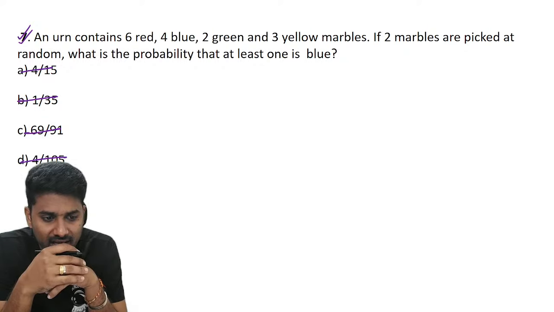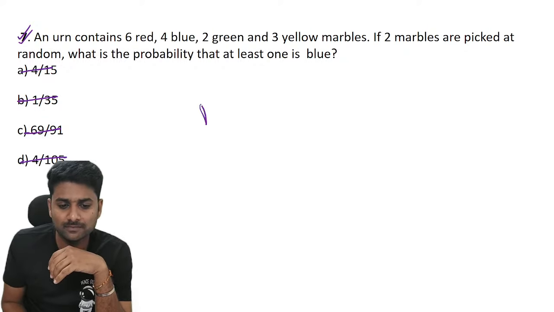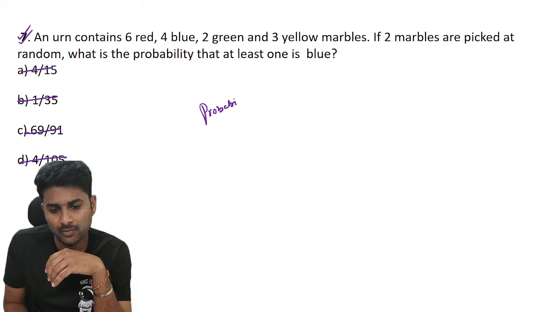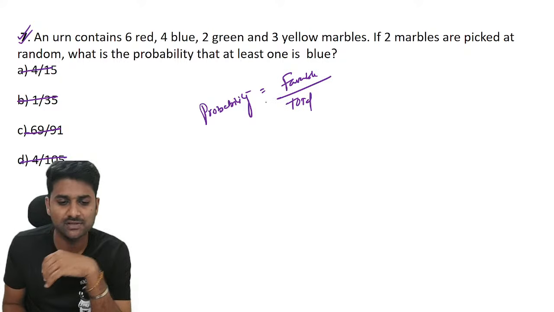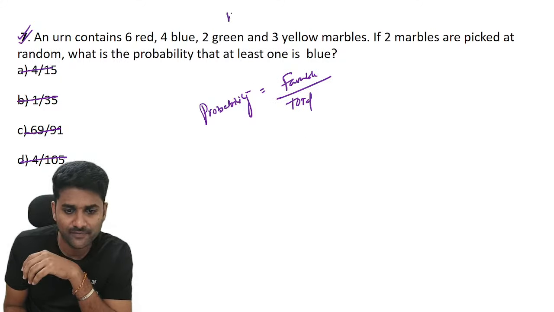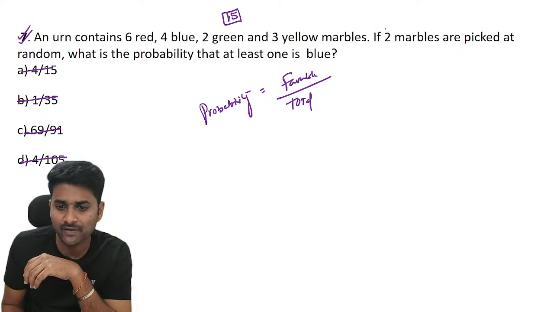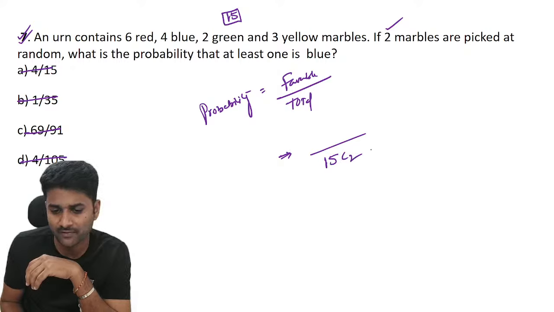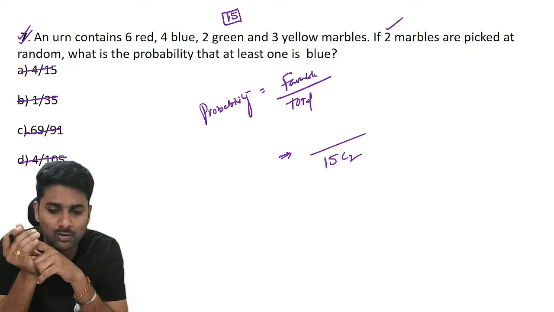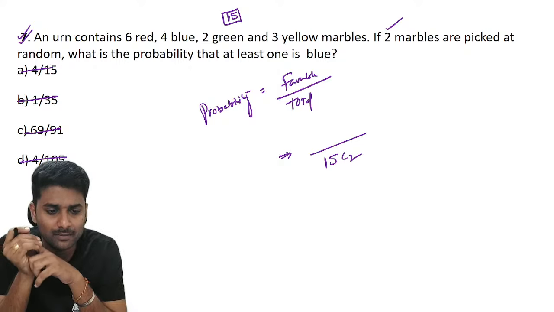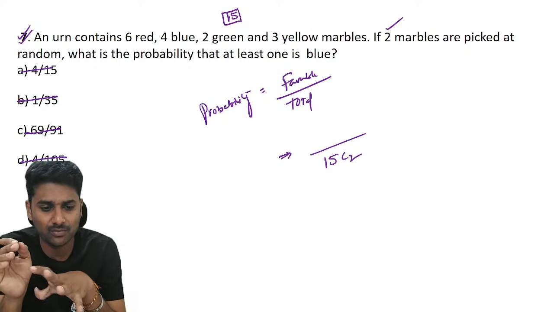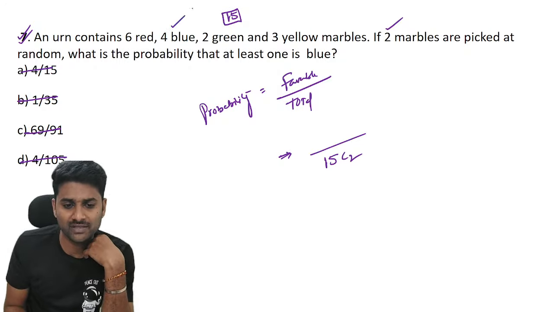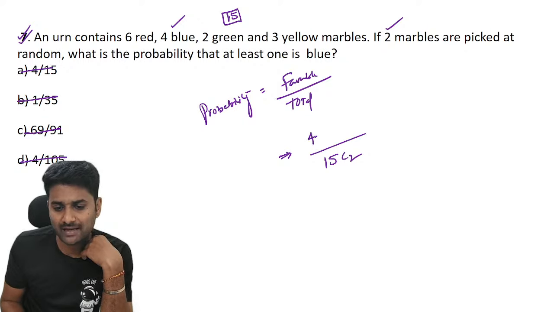Now see, probability is all about favorable outcomes divided by total outcomes. Total how many balls? 15 balls are there. Out of 15 balls, we need 2 marbles. That's why the total outcomes are 15C2. And those 2 marbles must include at least one blue, so we have to pick at least one blue.